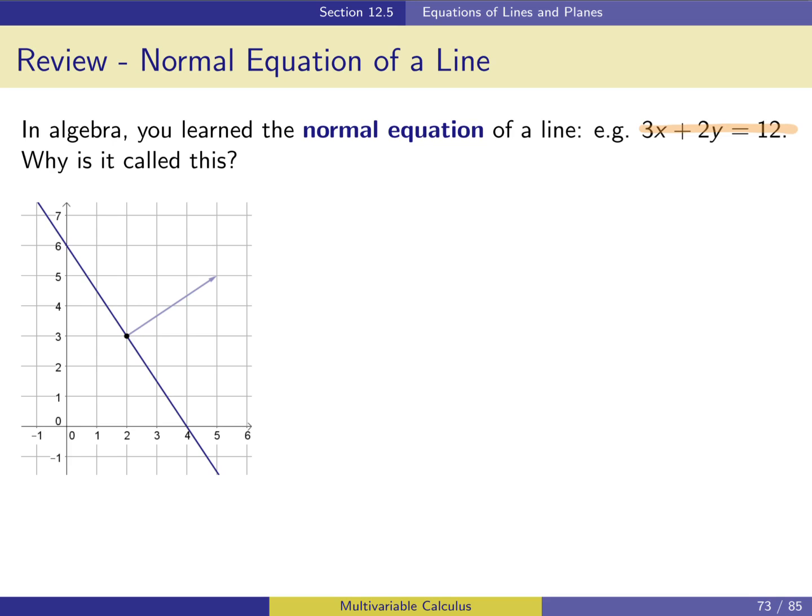Why is it called this? Well, look at these components, these coefficients 3 and 2. If you think about the vector (3, 2), it is actually perpendicular to this line, and we call this vector a normal vector. This is where the idea of the normal equation came from: the coefficients of x and y are given as the coefficients of a vector which is perpendicular, or normal, to your line. We're going to use the same concept when we talk about a plane.